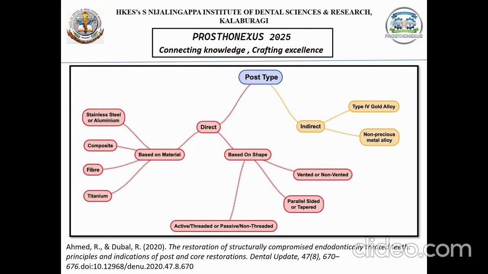Now, the ideal selection of post type. This is a very good classification given by Amadeo et al., where they describe that when we go ahead with the indirect technique, it has to be an alloy-based post. When we go ahead with the direct technique, it is based on shape or on material. Basically, the current trend that we follow is material-based, whether it is stainless steel, aluminum, composite, fiber or a titanium post.